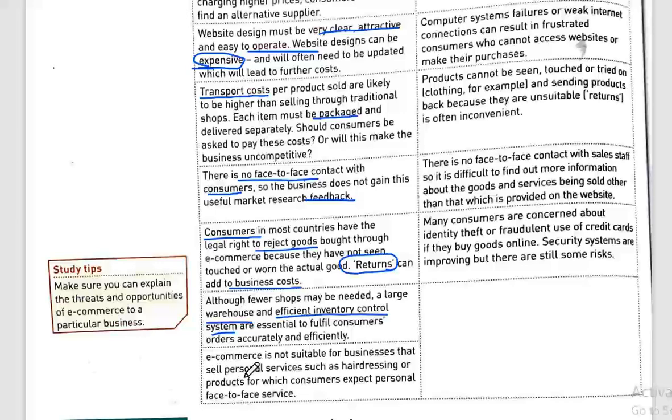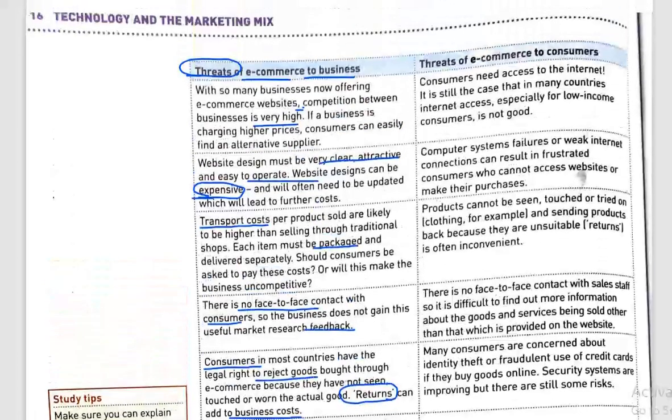So if I'm doing a personal or customized service, such as hairdressing, e-commerce is not the right way of doing business for me. I can't do it online.